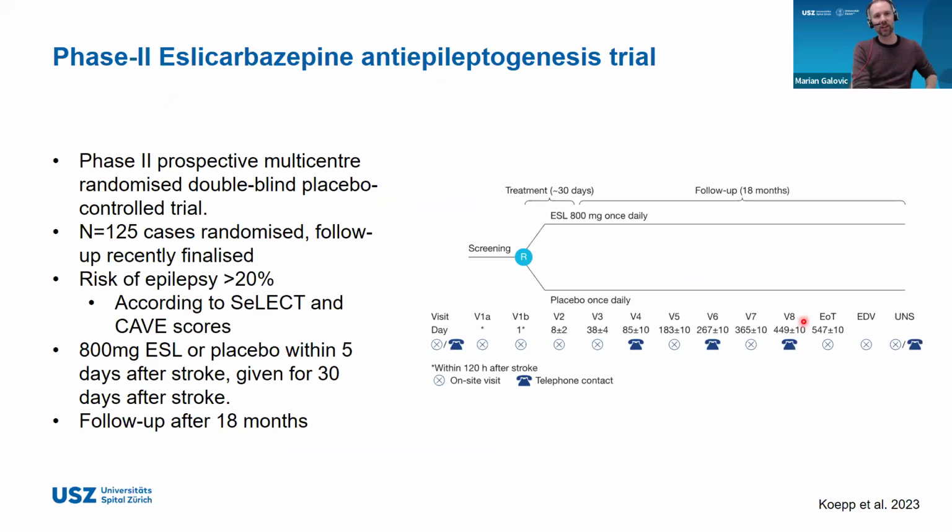Now, looking at this eslicarbazepine trial, it is a phase 2 prospective multicenter randomized double-blind placebo-controlled trial. They randomized 125 cases and finalized follow-up of 18 months.